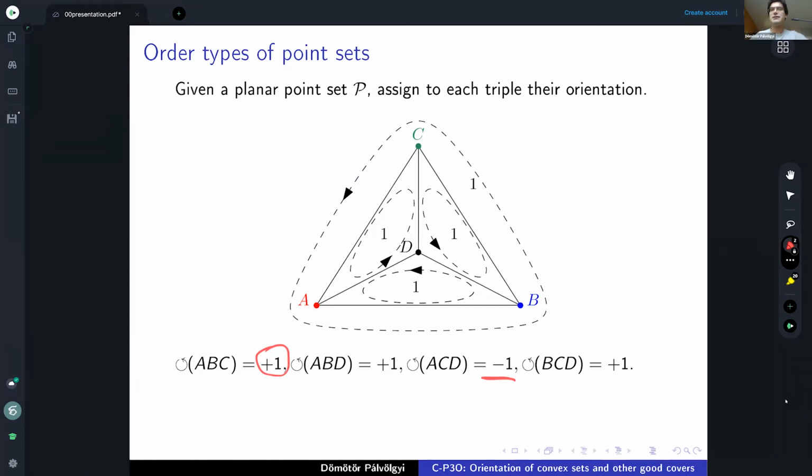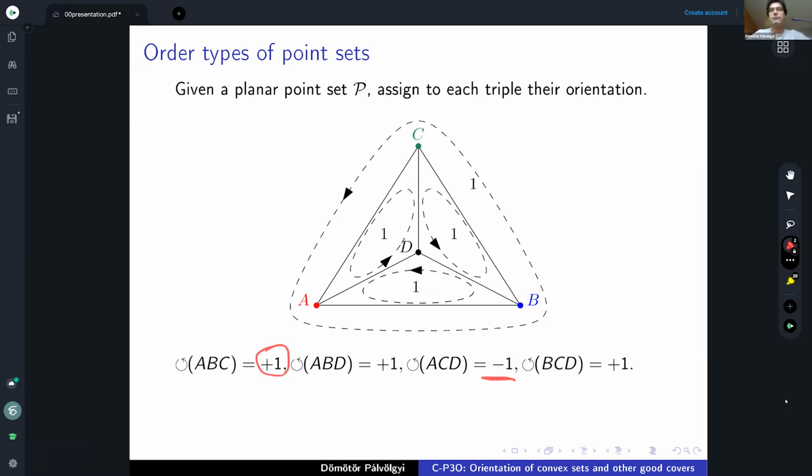Have I been saying clockwise? I mean, the others are counterclockwise, obviously. This is clockwise, so it gets a -1. And BCD is again +1. Among these 4 points, of course, you have exactly 4 triples. This describes their order type.